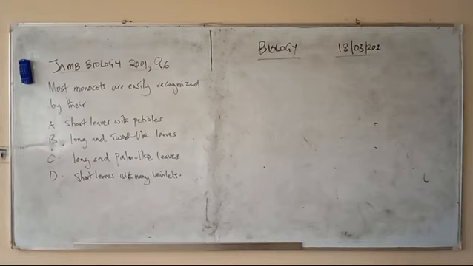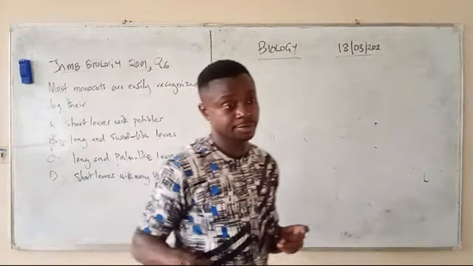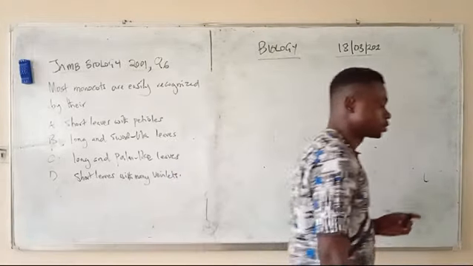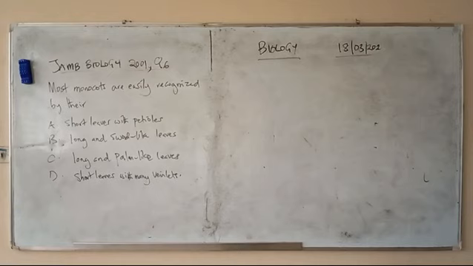most monocots are easily recognized by their A, short leaves with petioles, B, long and sword-like leaves, C, long and palm-like leaves, D, short leaves with many veinlets. What's the answer? How do monocot leaves look like? C is long and palm-like leaves. That's not so small. Yes, long and sword-like leaves.